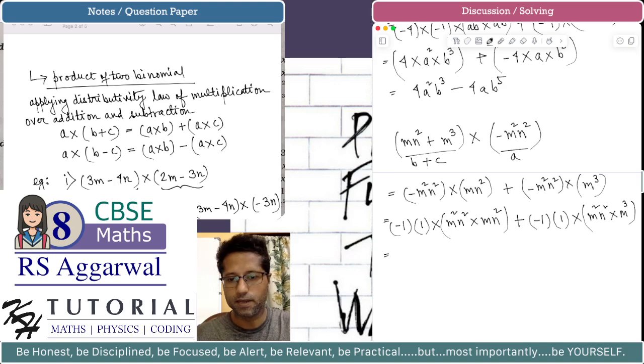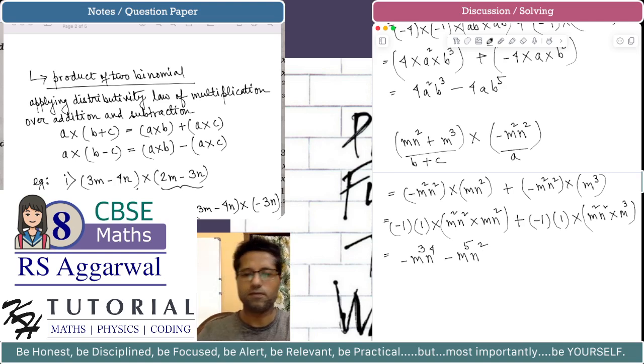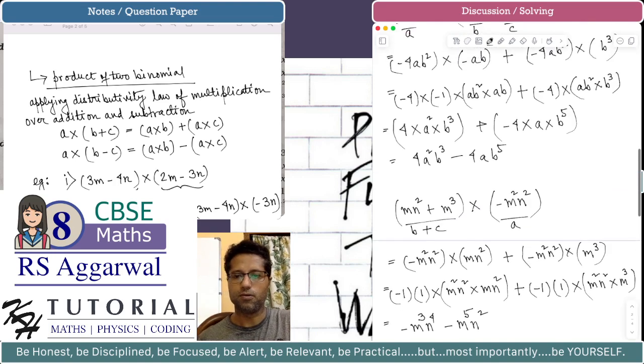In further simplification, minus 1 into 1 is minus 1. Now if you merge the powers of m, we get m square multiplied by m, that is m cube, and n square multiplied by n square is n to the power 4. For the second one, the coefficient is minus 1 into 1, which is minus 1, and m square into m cube is m to the power 5 and n square. So this is the result. This is how we find the product of a monomial and a binomial.